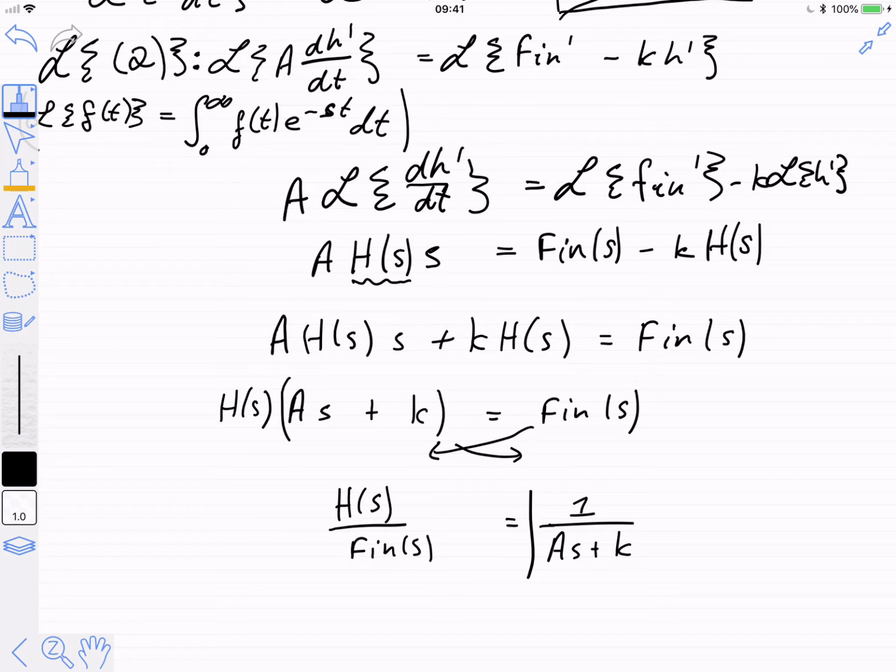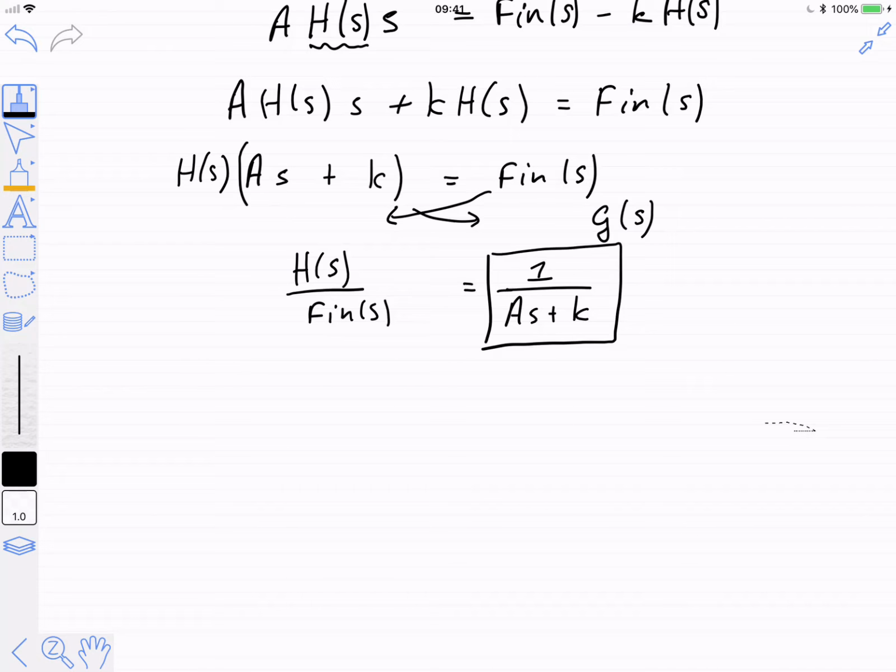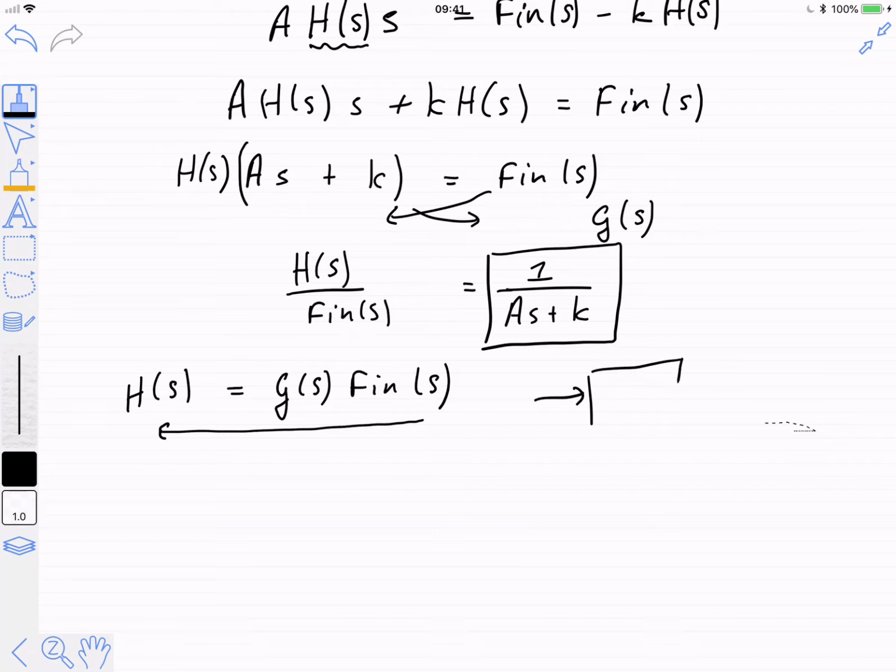So this is commonly called G of s. And what you'll find is that we will be able to write H of s is equal to G of s times F_in of s. And we commonly represent this in a block diagram like this. And so you'll find yourself talking about that transfer function as representing the system.